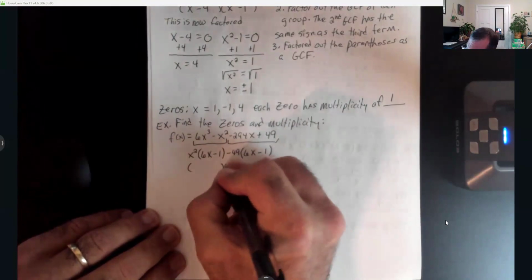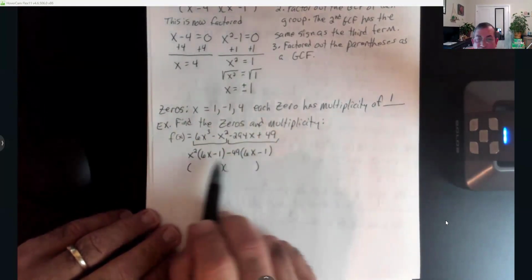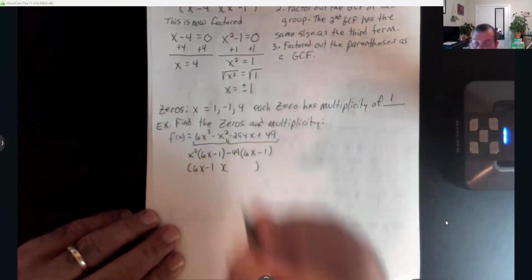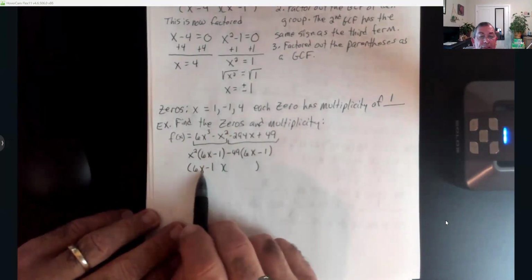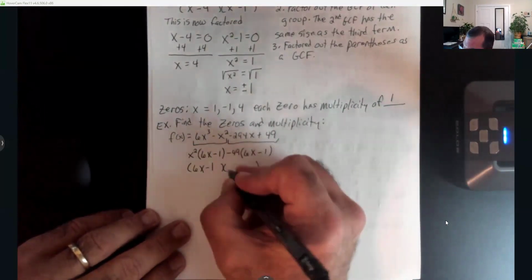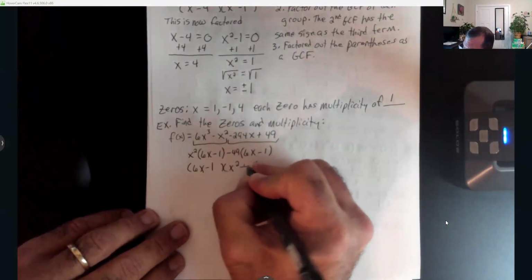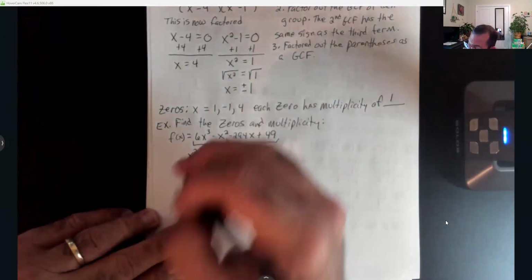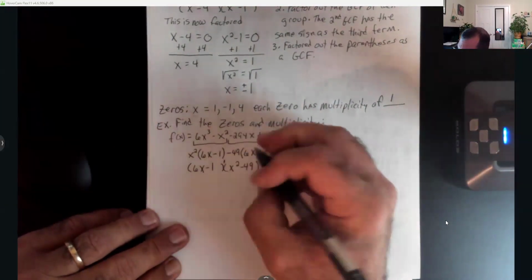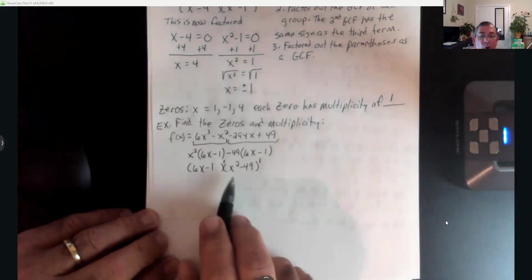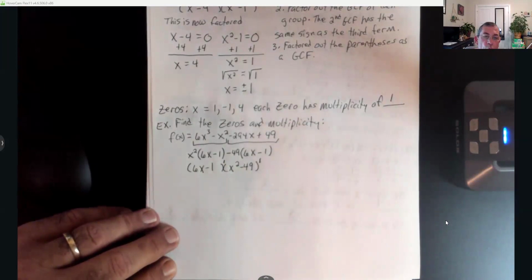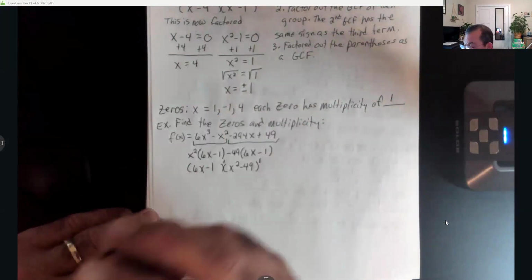All right, so remember what we said at the end. The stuff inside the parentheses matches up. So that becomes pulled out like a GCF. And if I pull out the 6x minus 1, what's left here is the x squared minus 49. Oh, at this point, we're factored. So if we wanted to add our exponents at this point, both of these happened one time, so their multiplicities will be 1.